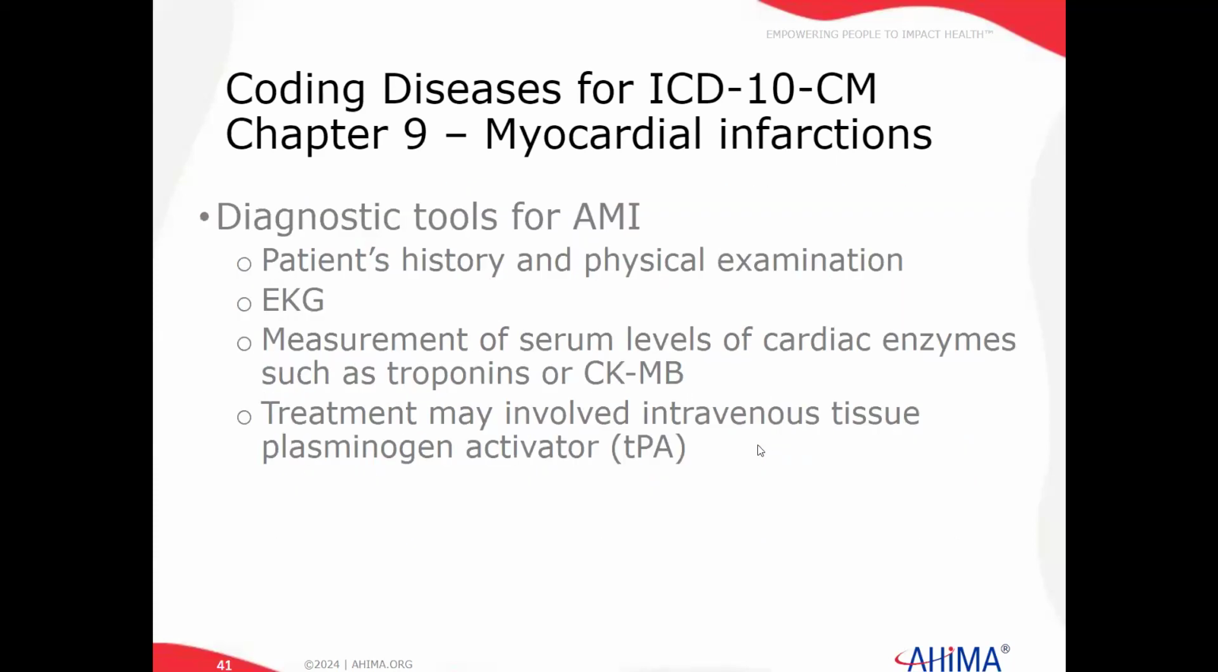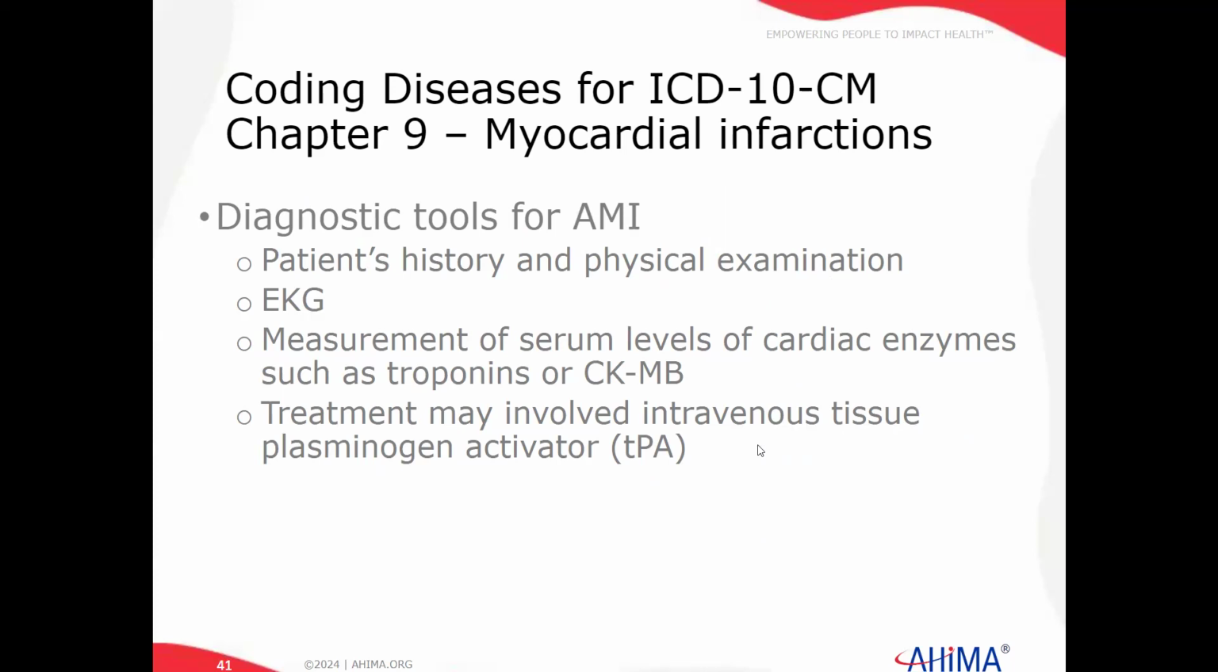How do we know somebody has an AMI? Well, we have a history and physical. A lot of times these patients have issues such as hypertension, obesity, what have you. They've been treated for this before. We do a physical exam. We do some tests such as an EKG.